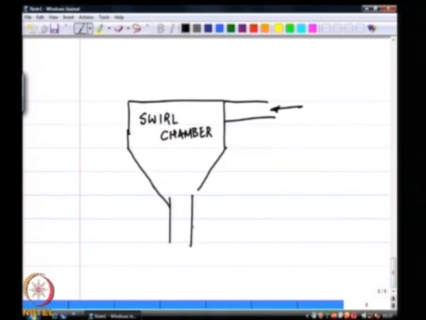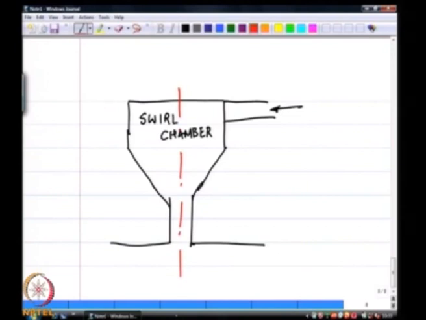There is usually a contraction passage. So, all of this, the rest of this nozzle, is axisymmetric. So, this is the simplest kind of a pressure swirl atomizer that you will find.